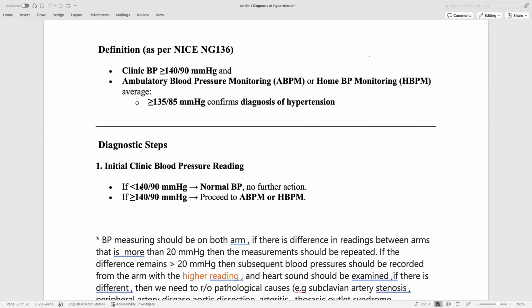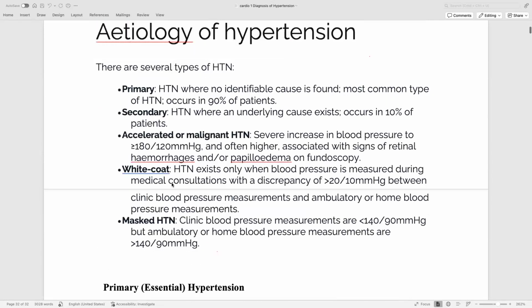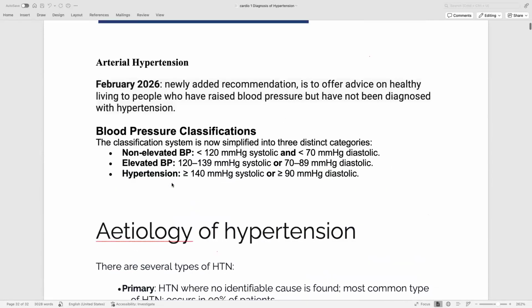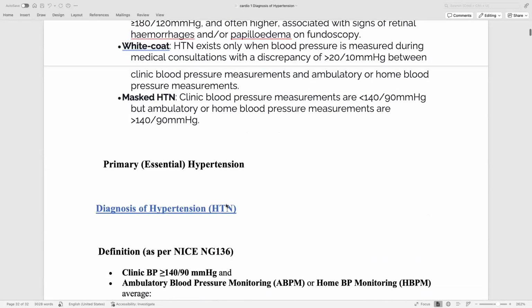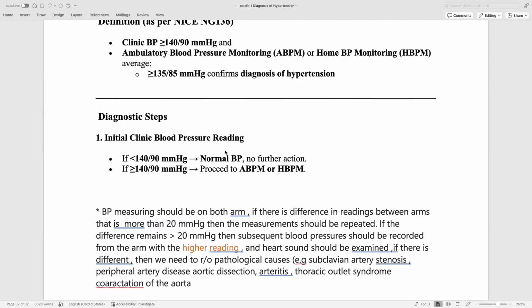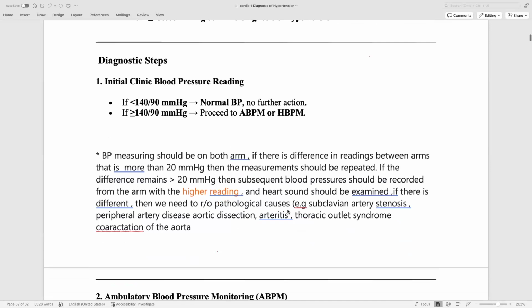If between 120 and 70, we can give him healthy living advice. But we will not tell him to go and do home monitoring. Yes, there is advice, but not home monitoring. Okay? If it is above 140, then we will proceed. These are how to measure the blood pressure.